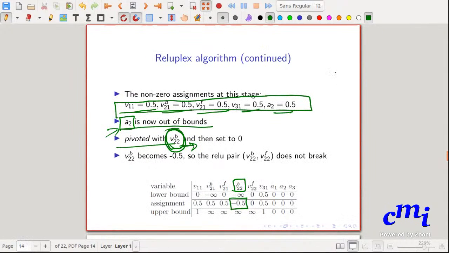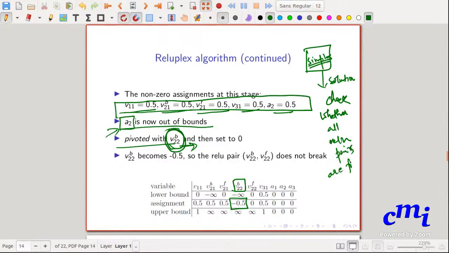Okay, and so this is the process. You have your simplex method, which is doing all the solving, and then whenever you get a solution, you check whether all ReLU pairs are fine. This is a constraint which you have not specified in the simplex system, because it's not possible to specify this in the simplex system. It's an if-then-else expression which can be thought of as a disjunction, and it's not possible to specify a disjunctive constraint in the simplex system. So therefore you don't do this.